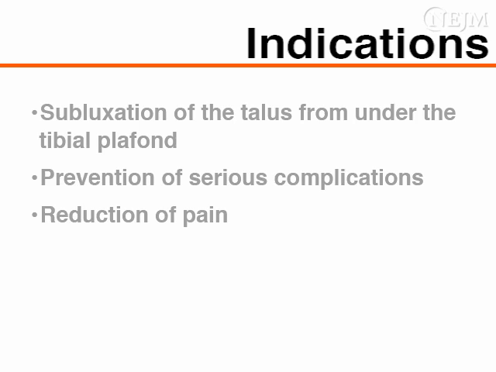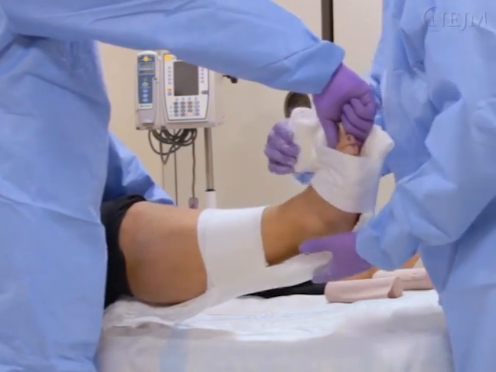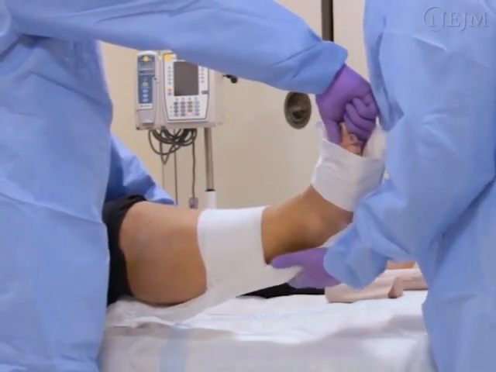The primary indication for performing a closed reduction of a displaced ankle fracture is subluxation of the talus from under the tibial plafond. An unreduced ankle fracture that threatens the integrity of the skin can lead to serious complications, including necrosis of the overlying skin and infection. Prompt reduction and splinting of the fracture can prevent such complications and decrease pain, making patients more comfortable as they await definitive treatment.